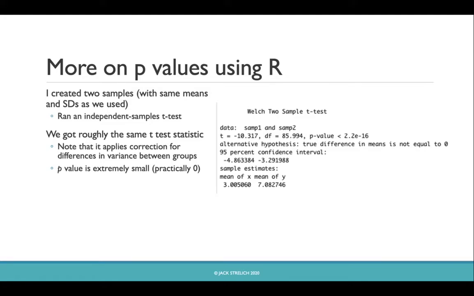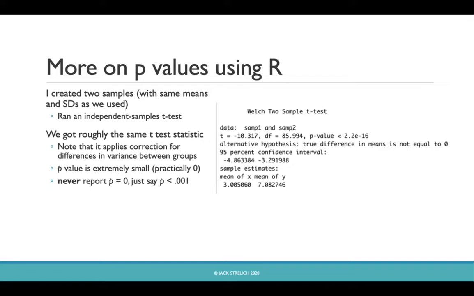The p-value that we've calculated here is extremely small. It's in scientific notation, but it works out to be essentially zero. This means, once again, that the t-value we calculated, negative 10.317 in this case, would be extremely unlikely to occur by chance alone if the null hypothesis were true.